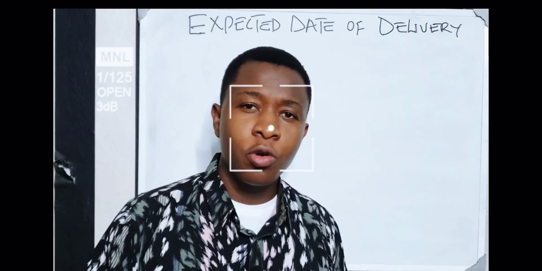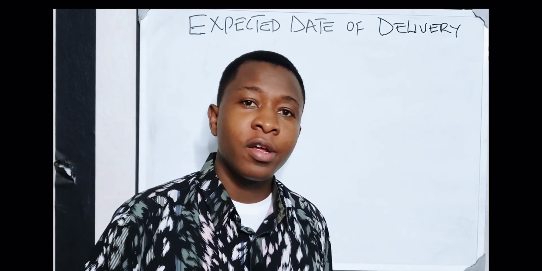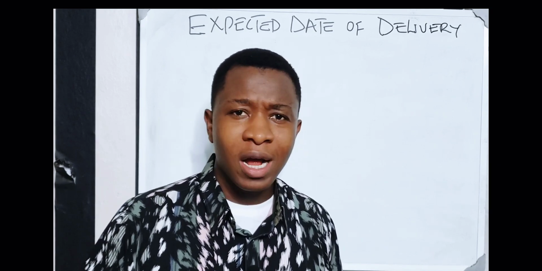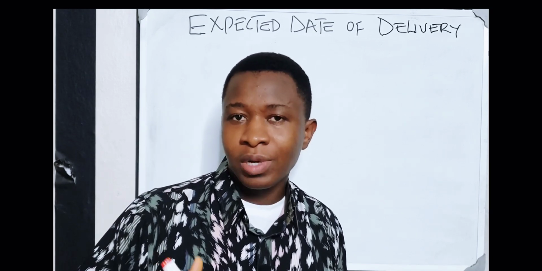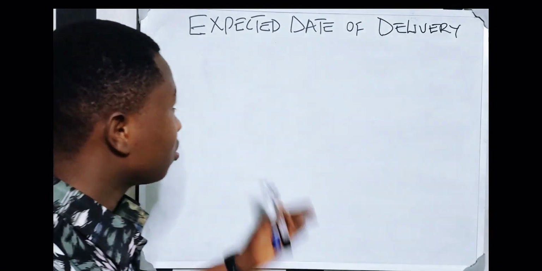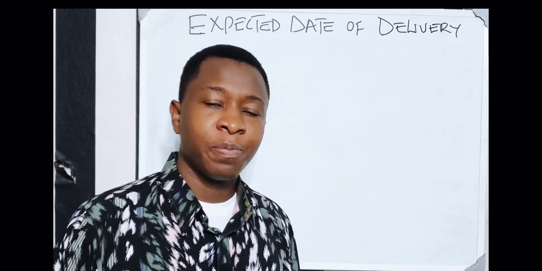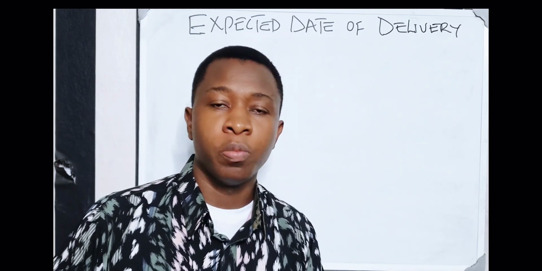If you're pregnant or you have someone around you that is pregnant, probably your wife, your daughter, your neighbor, your co-worker, as long as you have someone that is around you that is pregnant, this video is for you. Now, I'll be talking about expected date of delivery. This is a date where you are expected to have your child or your baby.